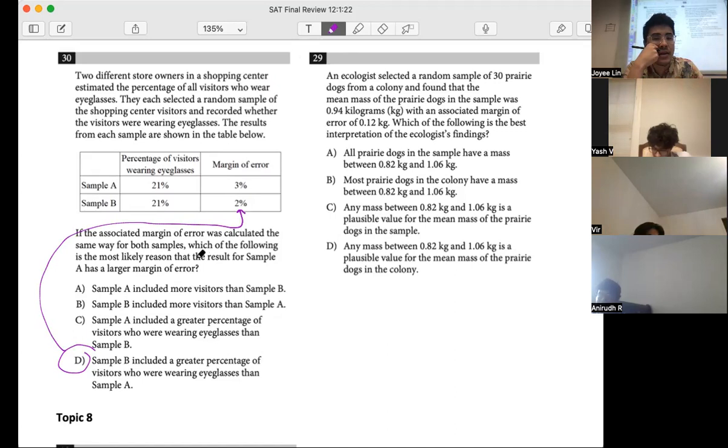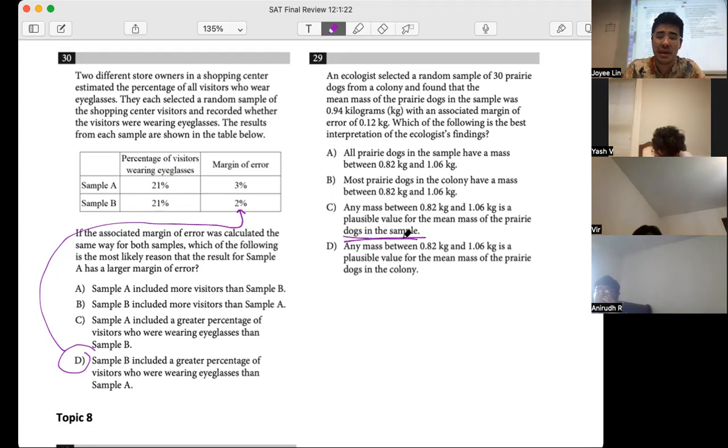Similarly, for 29, they're asking you to interpret the margin of error, right? So when you have a sample, you know everything about the sample. Anything 30 and above is a good sample, right? 20 to 30 is okay if you're really random. So C doesn't work. It says any mass between this and this is a plausible value for the mean mass of the prairie dogs in the sample.